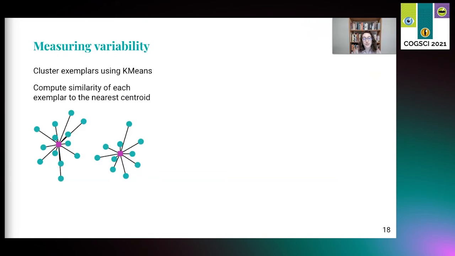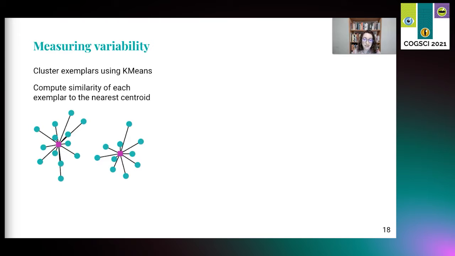I mentioned before that we expect denominal verbs to be more variable than denominal verb particle constructions. Before we move on to looking at our two questions of interest, we want to make sure that the variability of the two constructions is actually different. And the approach that we take to measuring variability is to cluster the exemplar embeddings using k-means, and then compute the similarity between each exemplar's embedding and its cluster centroid. So here you see an example of a clustering with two clusters, and the purple squares are the cluster centroids.